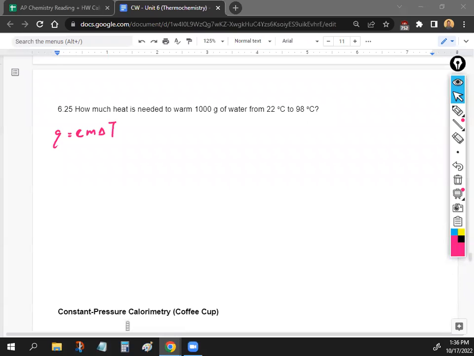Okay, so for heat, let's plug in our values. We're talking about water, so we know the specific heat of water is 4.18, and that's going to be joules per gram, and then either Kelvin or degrees Celsius, doesn't matter. The mass of water here is 1,000 grams.